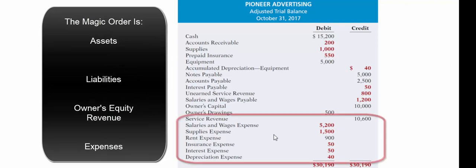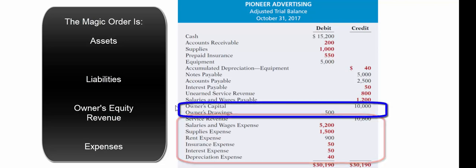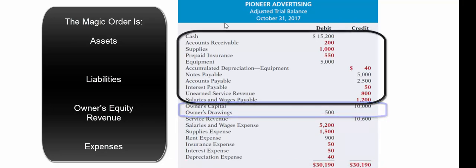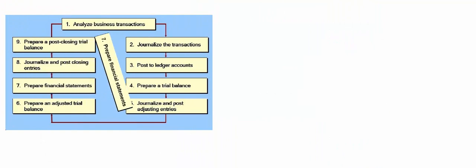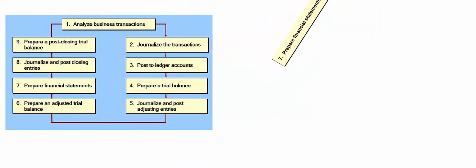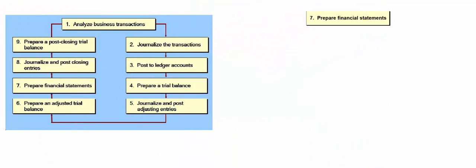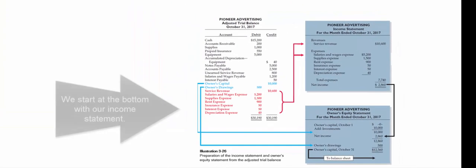And now if you look closely, you can see that down here at the bottom we have our revenue and our expense accounts. That's what we need for our income statement. Here's our owner's equity accounts, and everything above that are our balance sheet accounts. So now that we've organized our data properly, it's a pretty simple matter to prepare our financial statements.